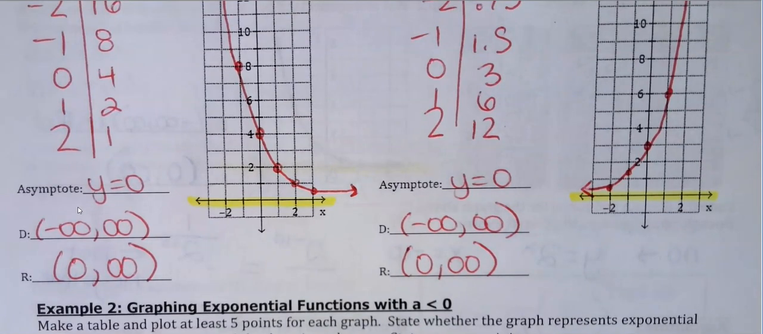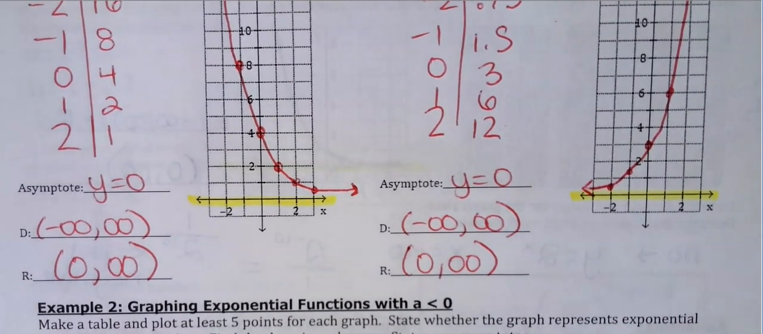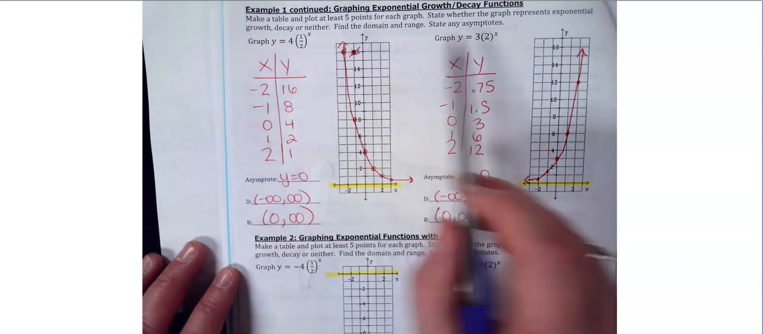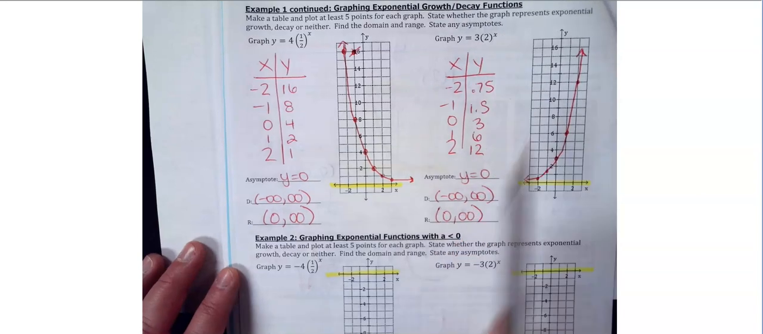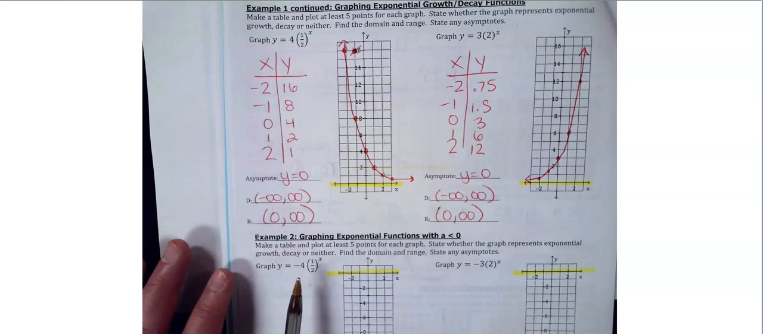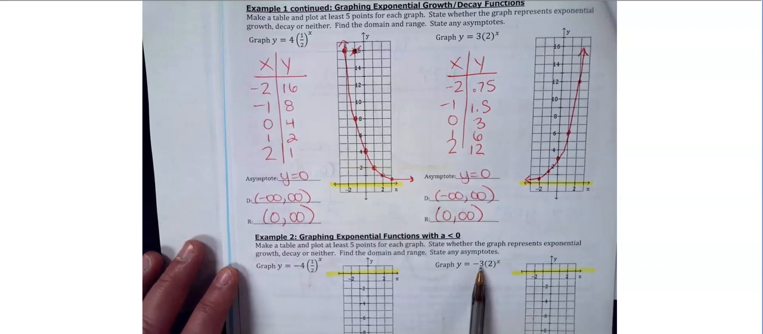Okay. Now, we're going to do these two at the bottom, but I promise this is going to go super fast. If you look at the two equations, at the top I have 4 times 1/2 to the x and 3 times 2 to the x. Down here, it's almost identical, but I made the a value negative. So this is -4 times 1/2 to the x, and negative 3 times 2 to the x.